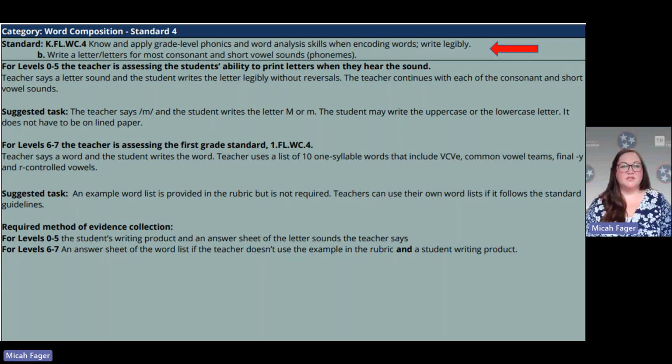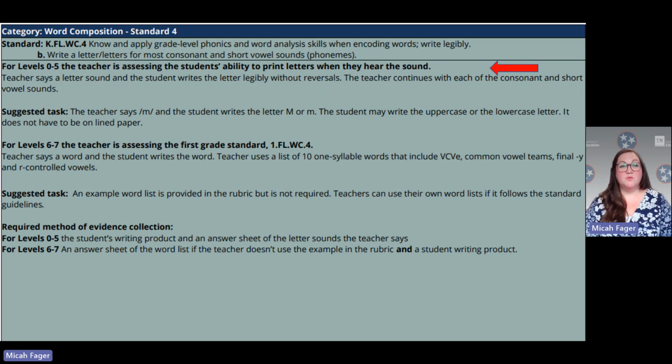This is the portfolio rubric guidance for standard KFL WC4. The student should know and apply grade level phonics and word analysis skills when encoding words and write legibly. These assessments focus on writing a letter or letters for most consonant and short vowel sounds.